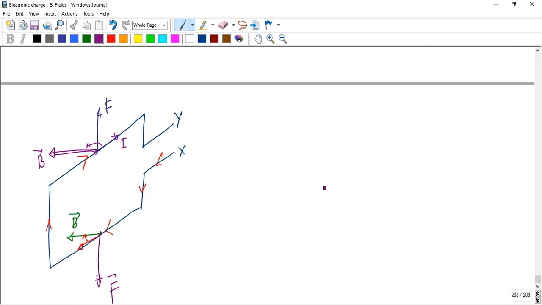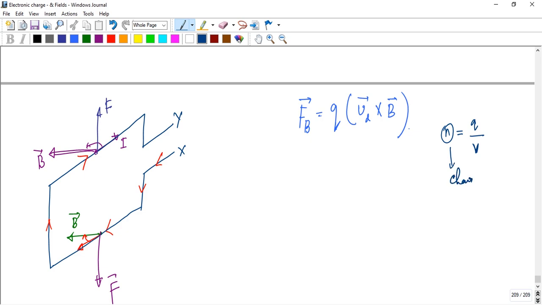And we know that F_B, that is the magnetic force, or say the Lorentz force, F_B equals q v_d cross B. And the charge q: here n is the charge per unit volume, that is the charge density, charge per unit volume.